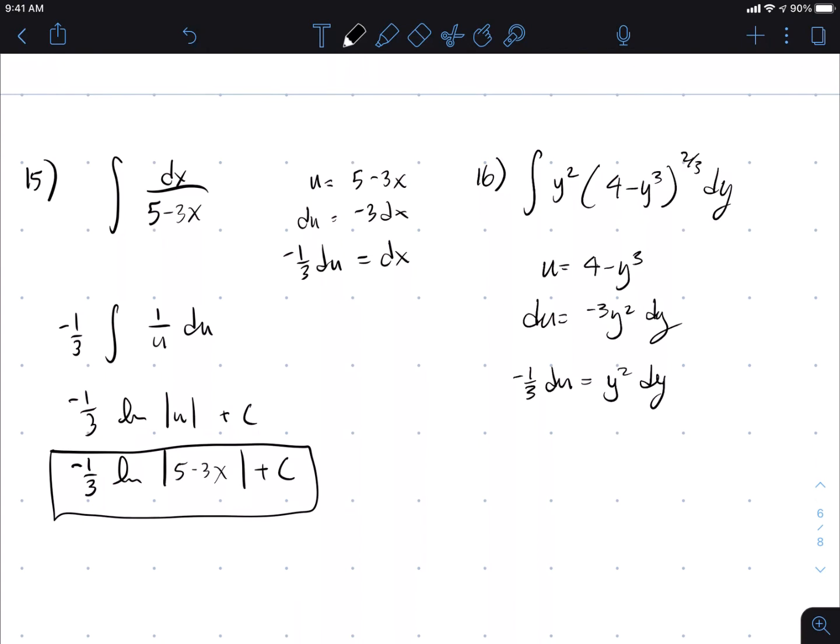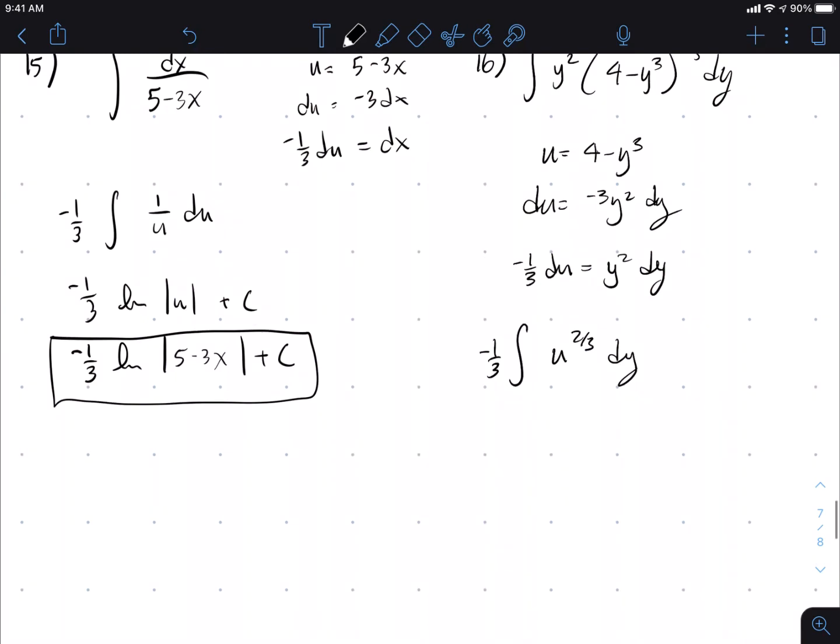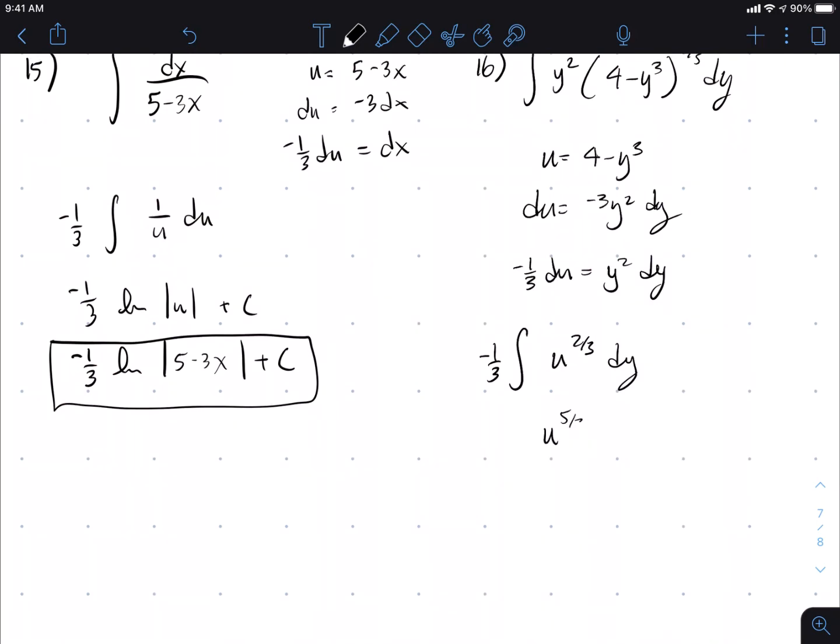Cool. So the y squared and the dy can go away. So I'm going to get a negative 1/3. And then I'm going to get u to the 2/3 du. Do you see how the problem becomes so much easier by doing a u sub? Yeah, so much easier. And then we see clear as day, I'm going to get u to the 5/3. So it's going to be 3/5. So it's going to be a negative 1/5 plus some constant c, right?